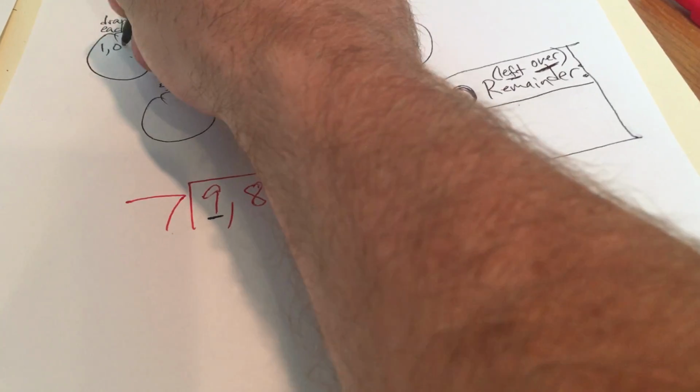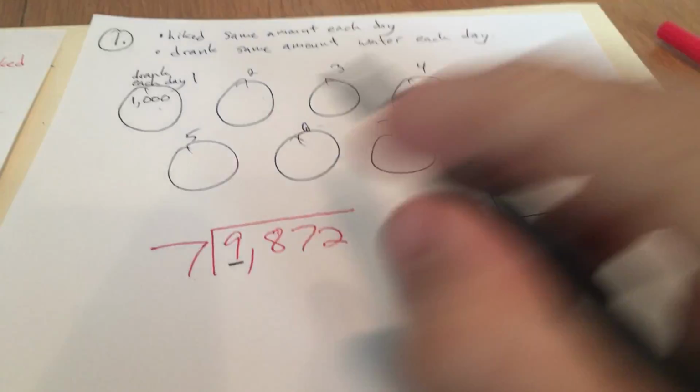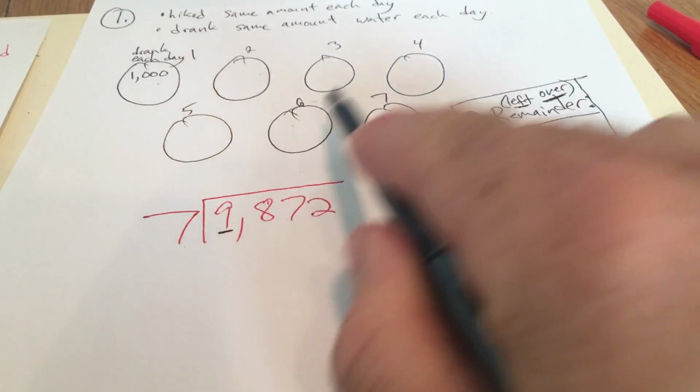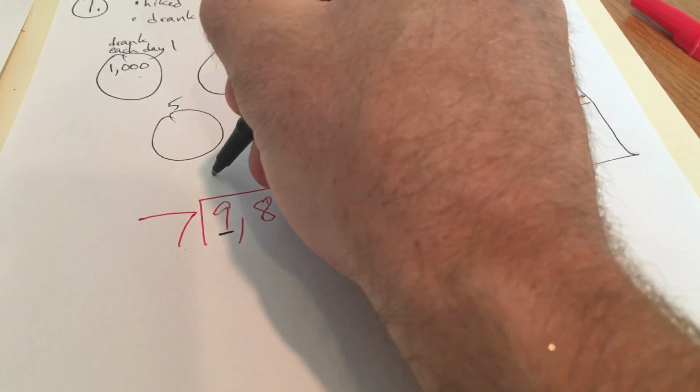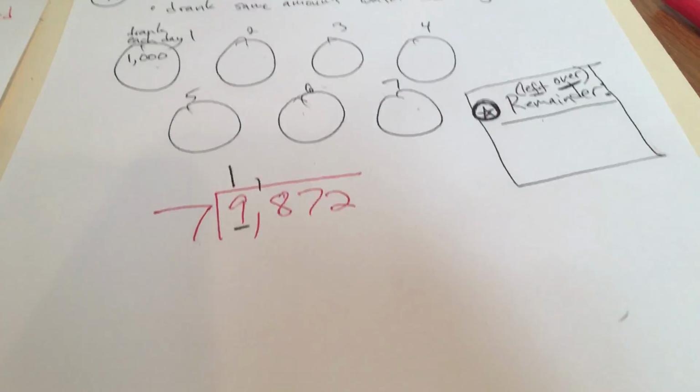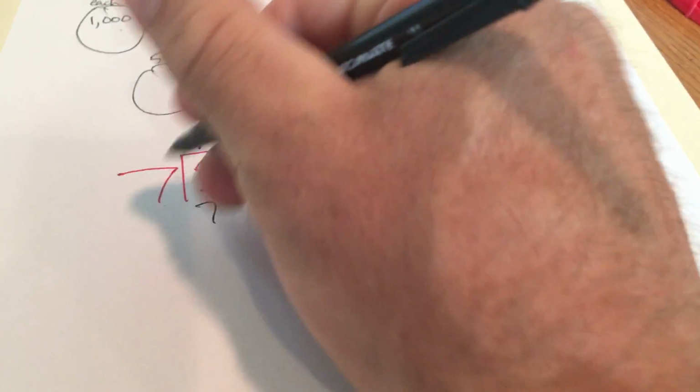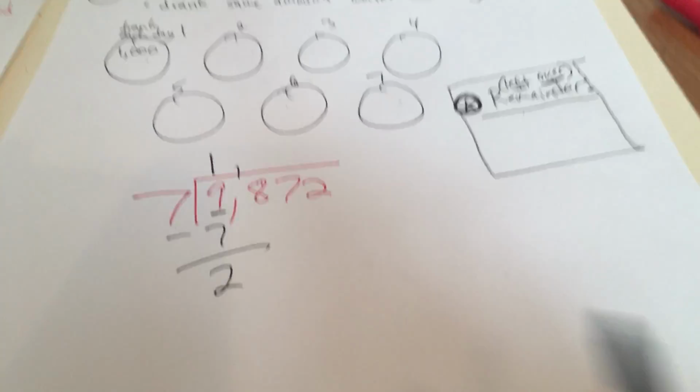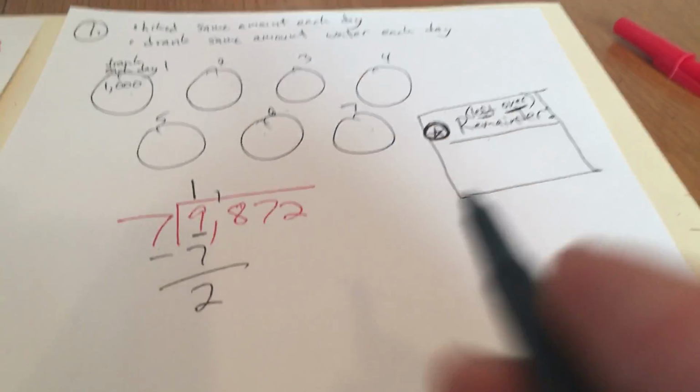So he could only drink 1,000 milliliters each day. So I can put 1,000 into each of these groups. Okay, and we're going to put a 1 here in the thousands place. So he drank 1,000 each day. 1 times 7 was 7,000. So he still has 2,000 milliliters left that he's going to split among those 7 days.